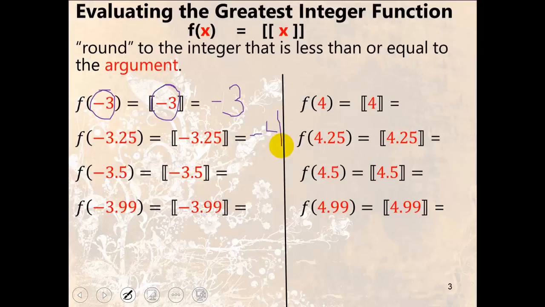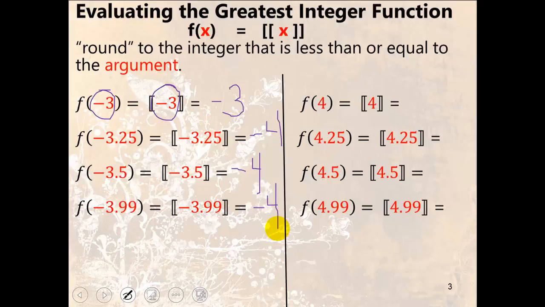At -3.5, you want to get to the integer that's less than -3.5. So that would be -4. At -3.99, you've got to get to the integer that's less than -3.99, so that would be -4. Notice that we're not taking the absolute value, we're not changing it positive, all right? We're just rounding it to the nearest integer that's less than. Instead of rounding up, we're kind of rounding down.